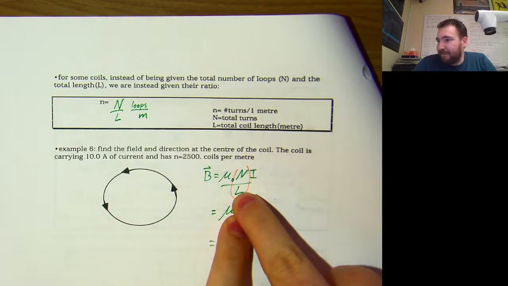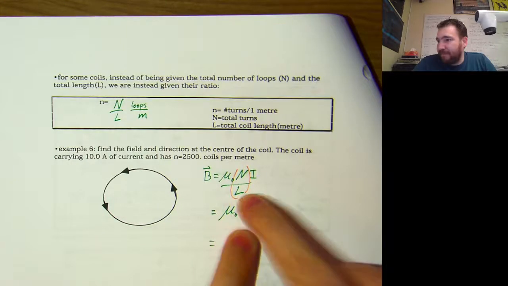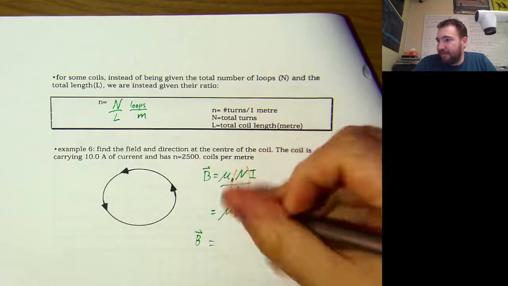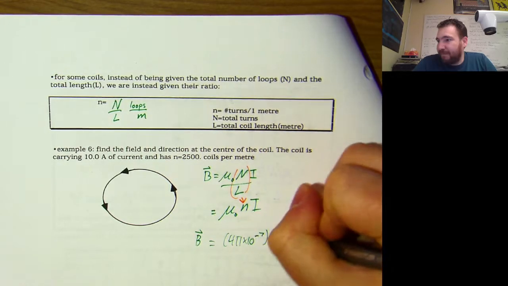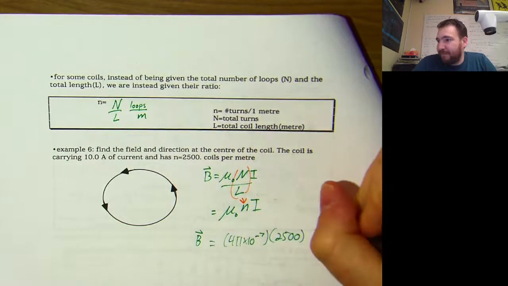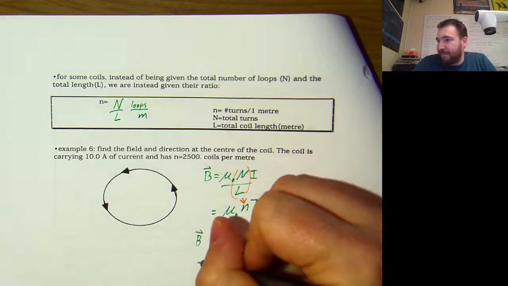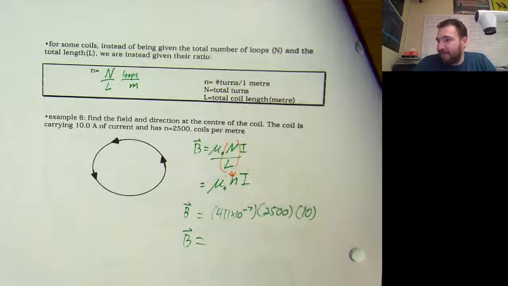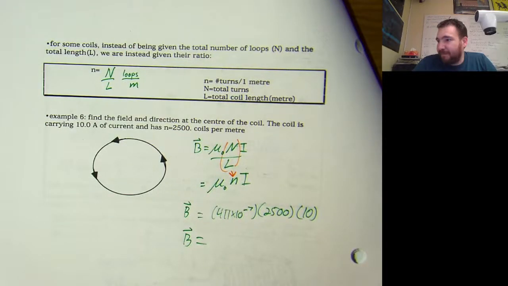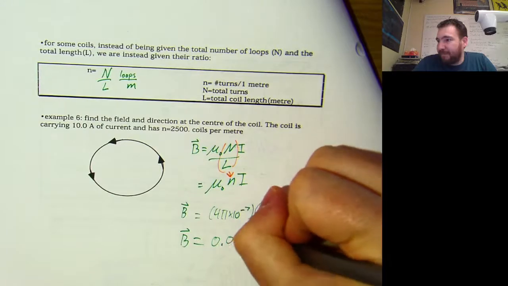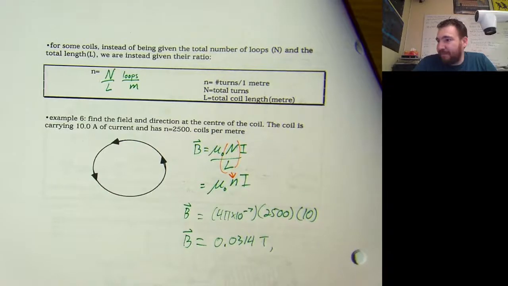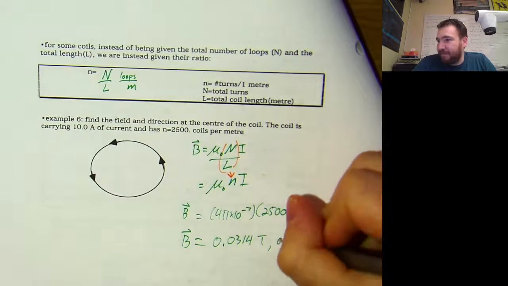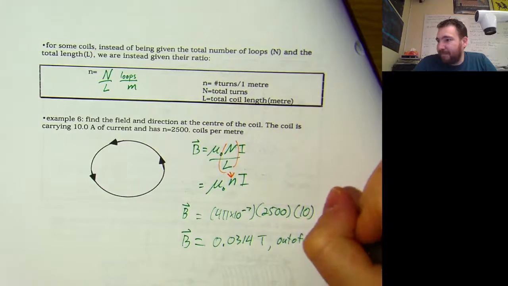So we can run it the same way though, using coil density instead of N over L, the turns in a coil per the length of the coil. We can just run this as 4 pi times 10 to the negative 7 times the 2500 coils per meter times the amperage. Strength of that coil is going to be what? 0.31415. Well, let's stop it there. 0.0314 Teslas. And what's the direction? It is, in fact, out of the page.